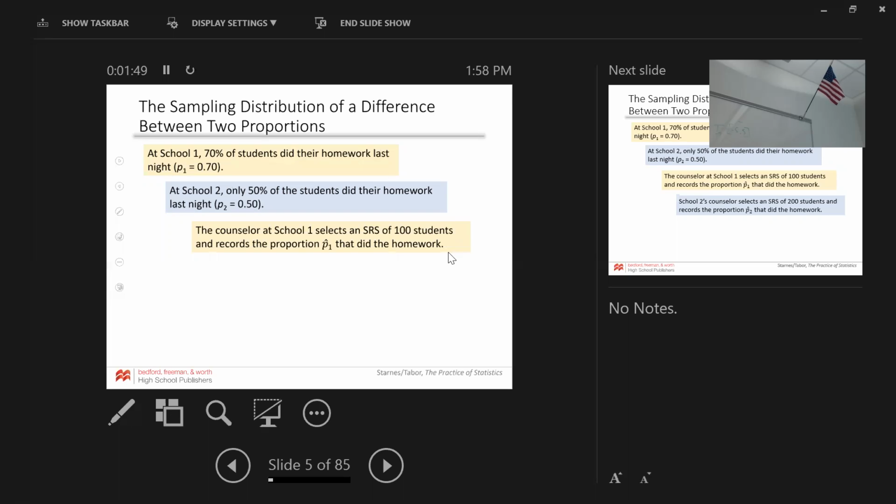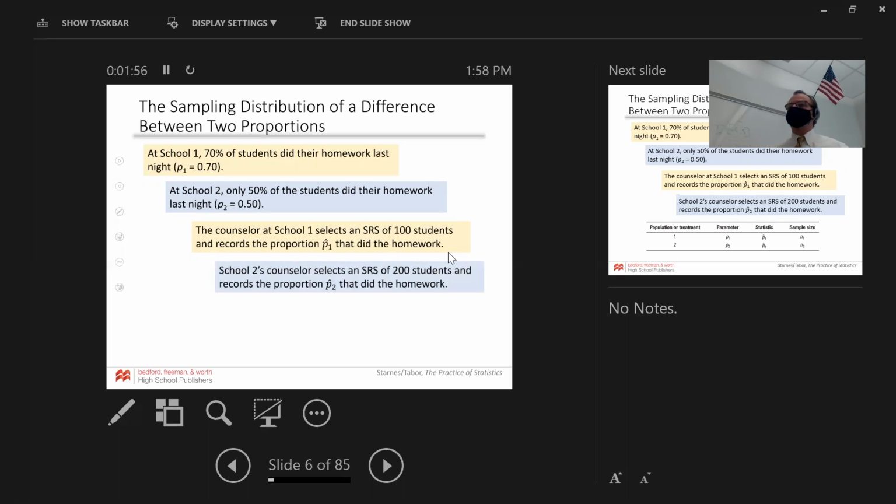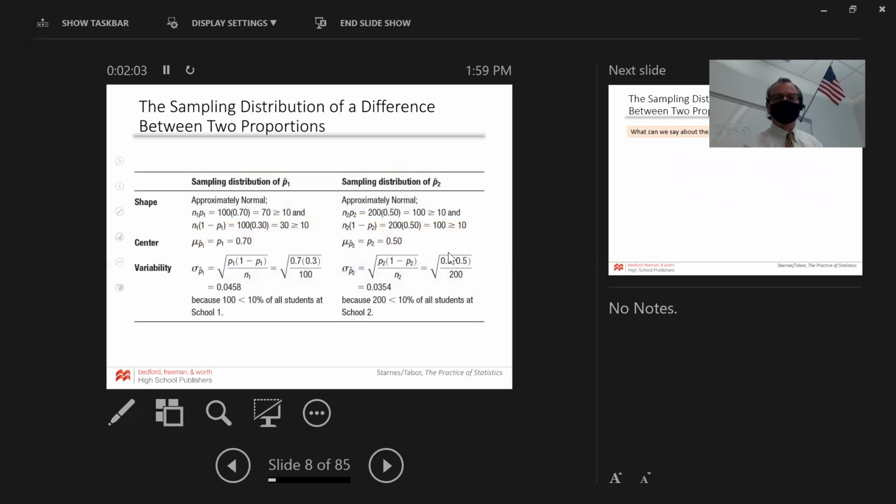So there's a sample of 100 students from school one and 200 students from school two. All right, they're the sample sizes. What are we going to do with this? We're going to do the conditions. So we have a simple random sample, right? 70% did their homework out of a sample size of 100. 70 is greater than 10. Didn't do their homework: 30% times 100 is greater than 10.